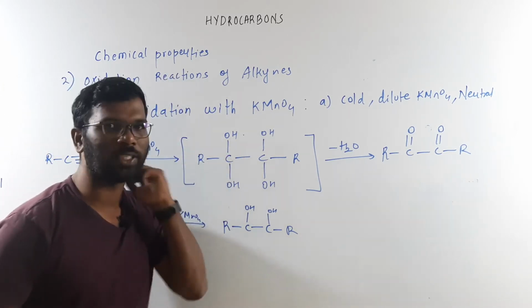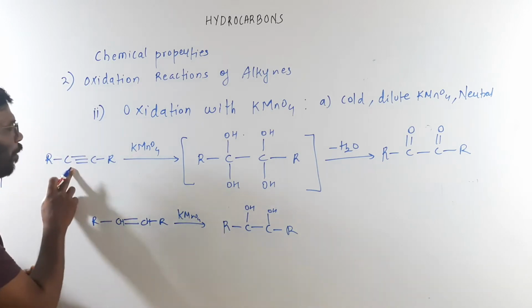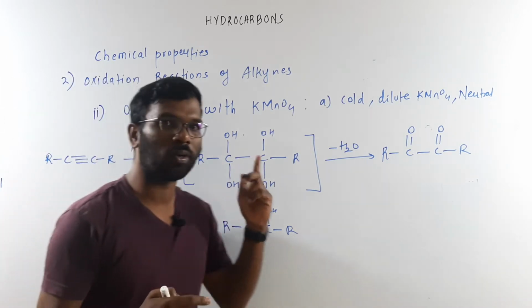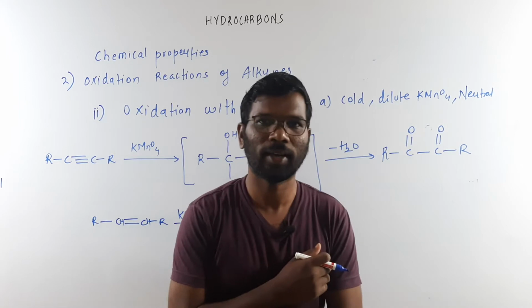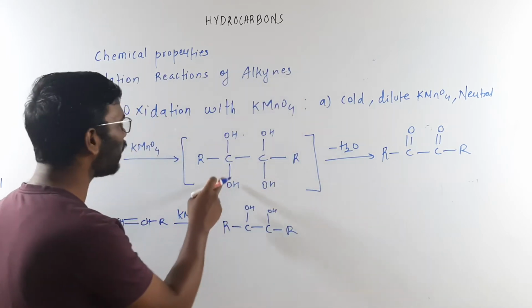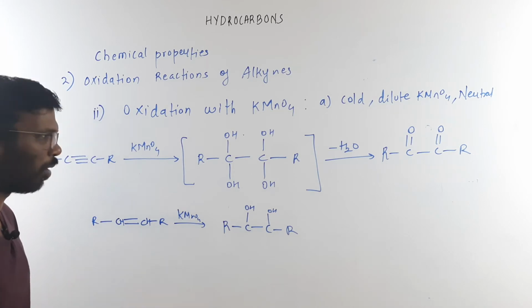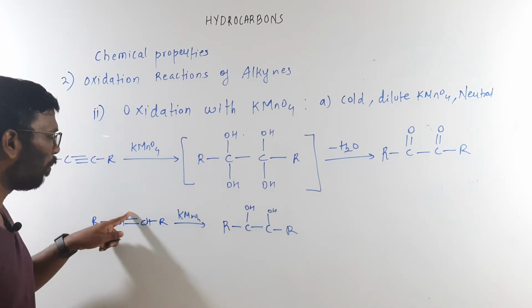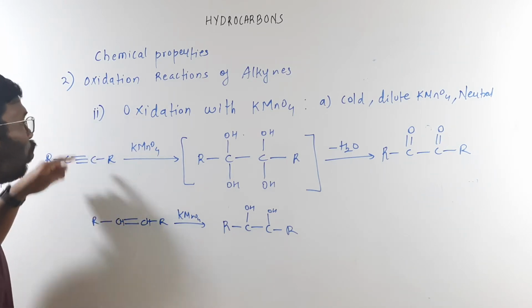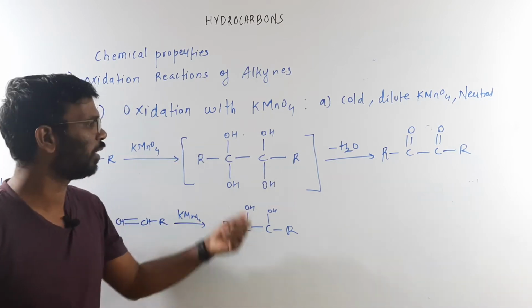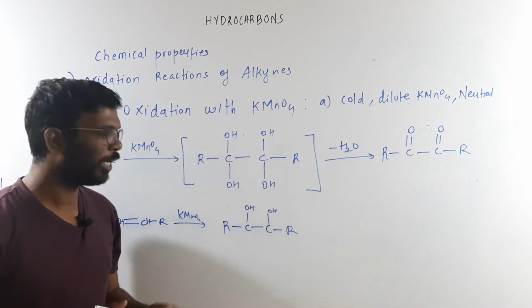Here also there is an addition reaction, but since here there is a triple bond, two pi bonds are replaced. This OH and OH, whereas there we were getting just OH, because of only one double bond, meaning there was only one pi bond and one sigma bond. Here two pi bonds are replaced, so we have to add 2 OH.